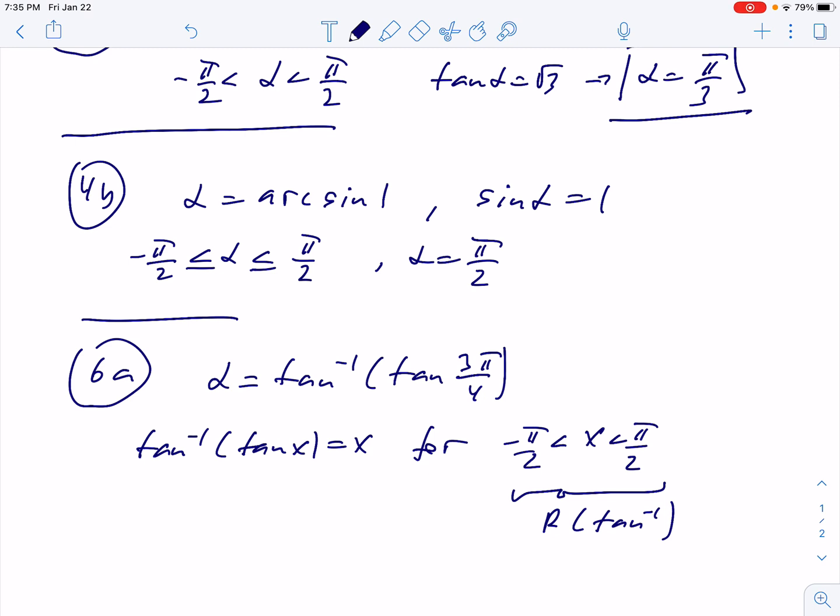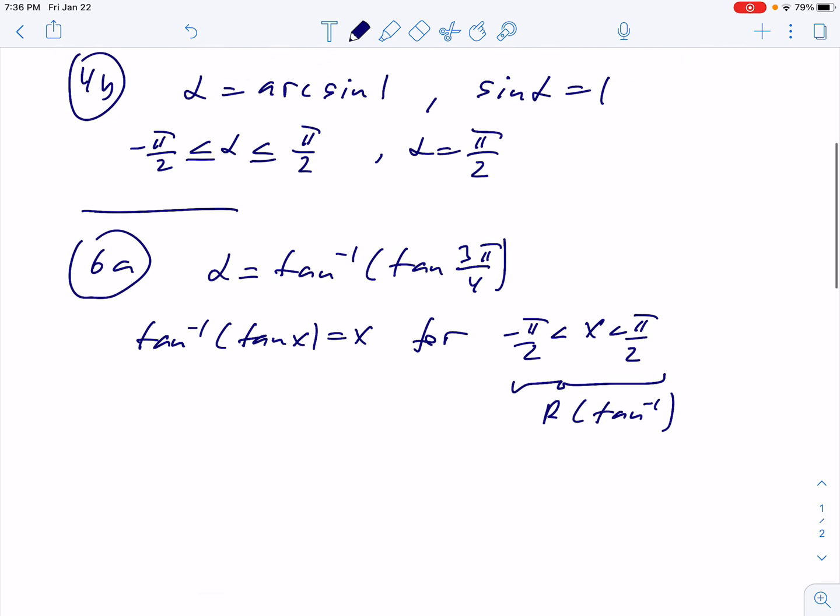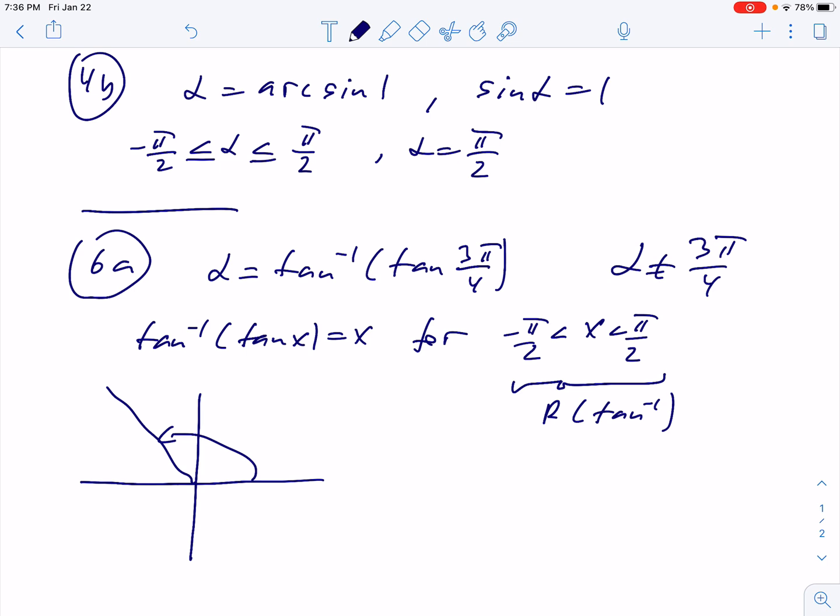Okay, 3 pi over 4 is not in this range. We cannot write that alpha is 3 pi over 4. So how to solve this problem then? I want to write here explicitly alpha is not 3 pi over 4. This angle is not in the range of the inverse tangent. So it isn't this way. Let's look at this angle. Let's make a simple picture. Here, 3 pi over 4, that's the bisector of the second quadrant. It's this angle.